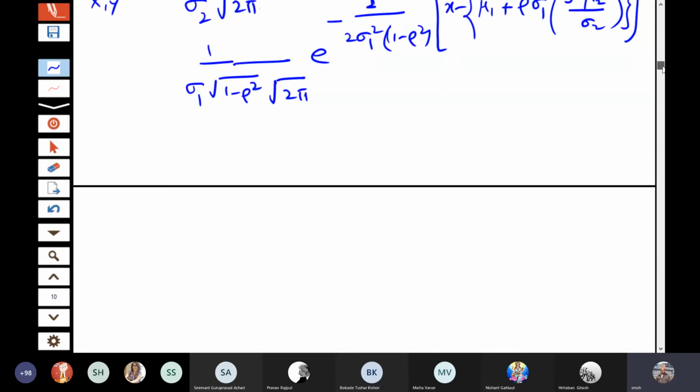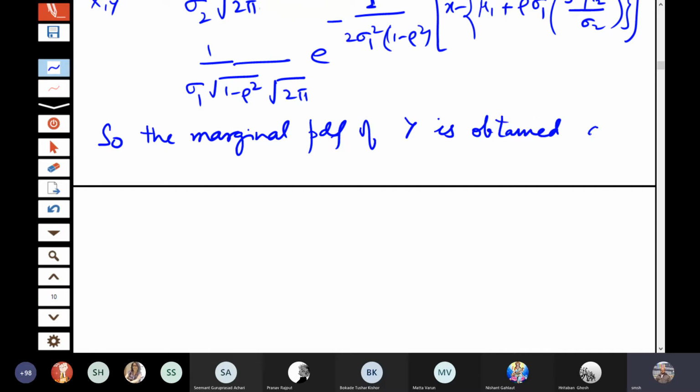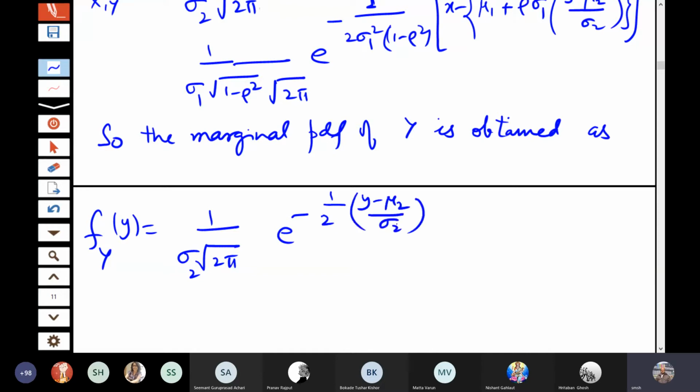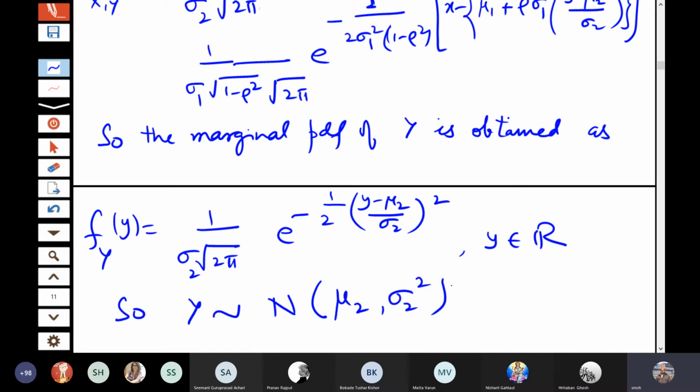So you get the marginal PDF of y. You are getting the marginal distribution of y as normal with mean mu 2 and variance sigma 2 square.